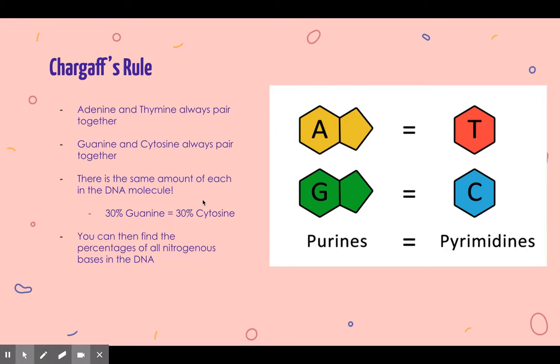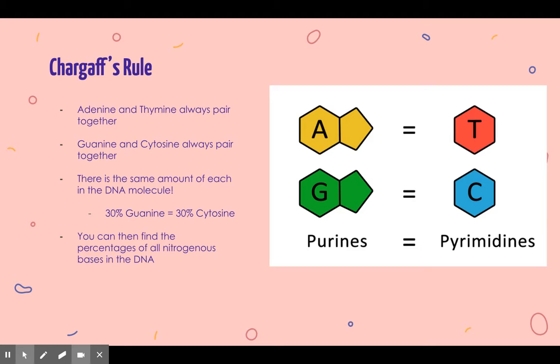What is important to know about this is that because of this pairing, there is always the same amount of each in the DNA molecule. For example, if you have 30% guanine in a DNA molecule, that means that you also have 30% cytosine, because cytosine is paired with guanine.